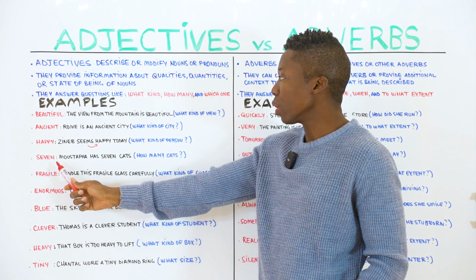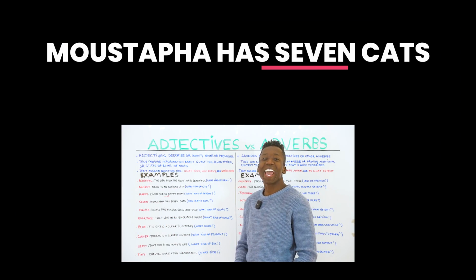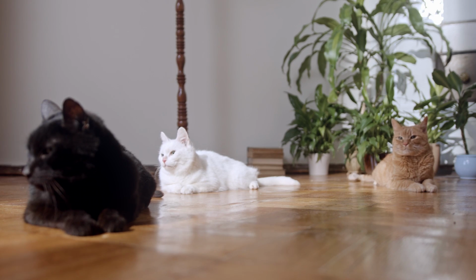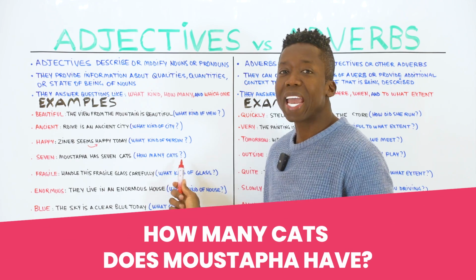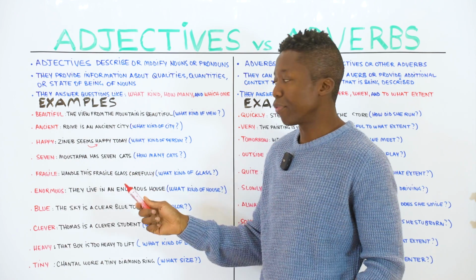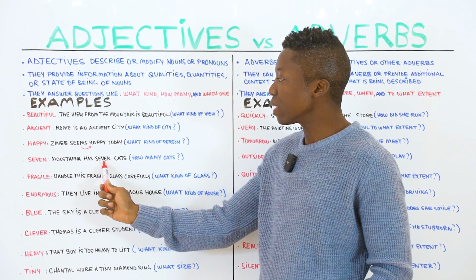Example number 4, Mustafa has 7 cats. That's a lot of cats. How many cats? That's the question it's answering. How many cats does Mustafa have? 7. So 7 is an adjective.